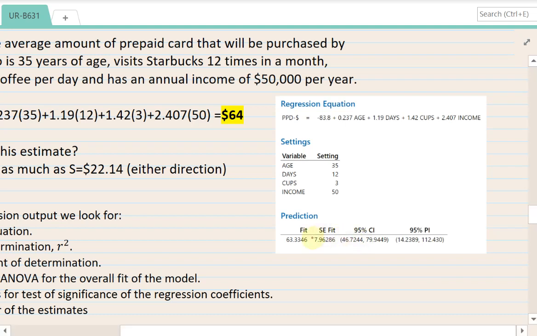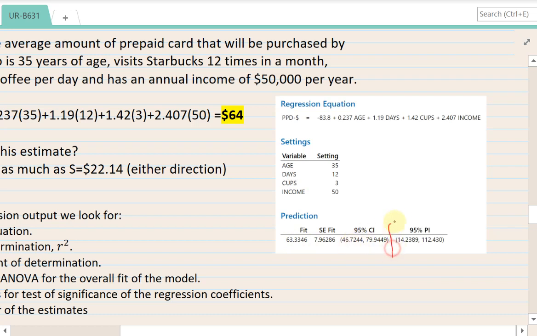So we expect a person with those attributes to purchase a prepaid amount of $64, and the average person with those characteristics purchases anywhere between a card that's between $40, almost $7, to $80. That's what we expect to see. That's your confidence interval. Again, on average, a person with those characteristics will purchase an amount that lies inside of that confidence interval.